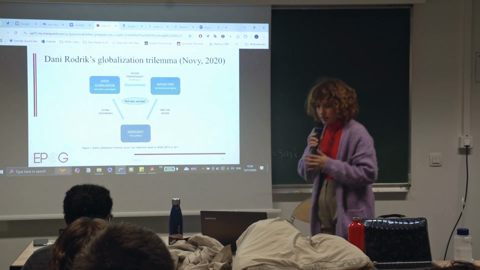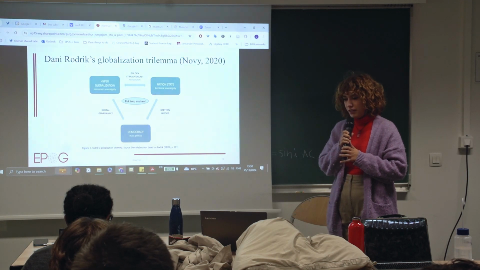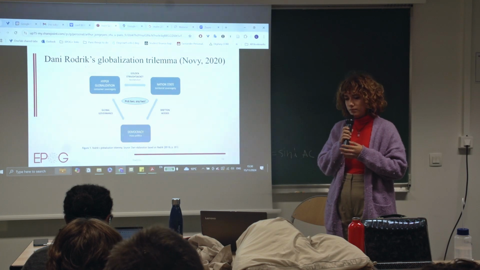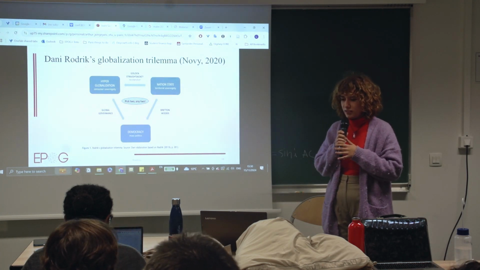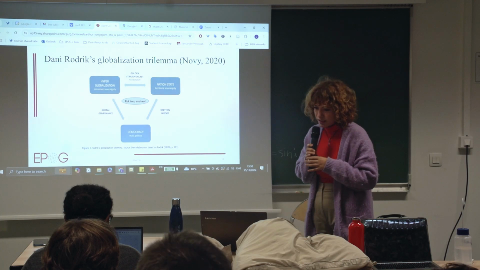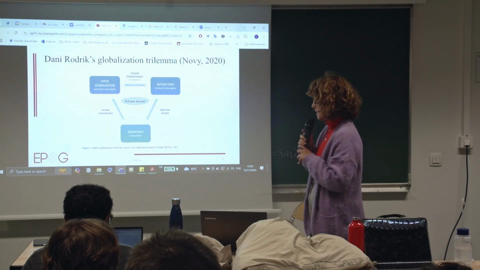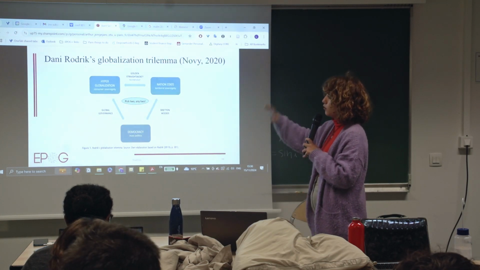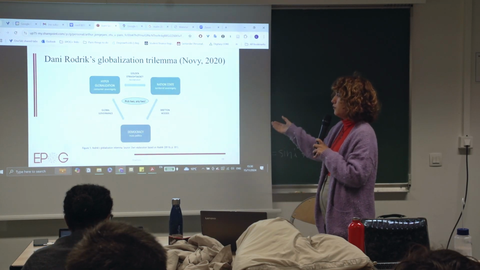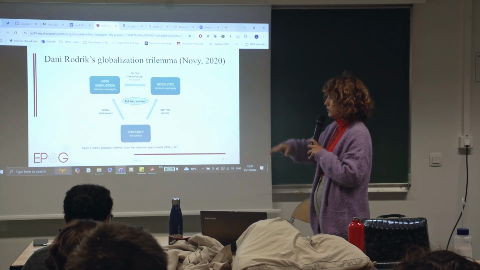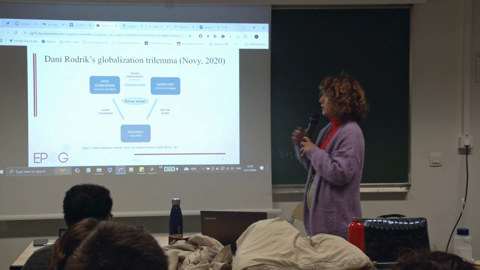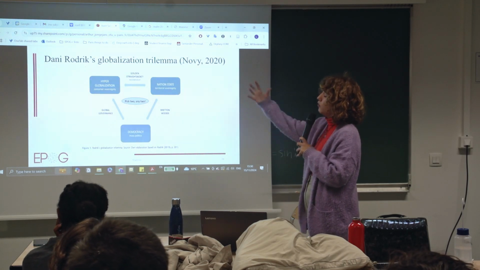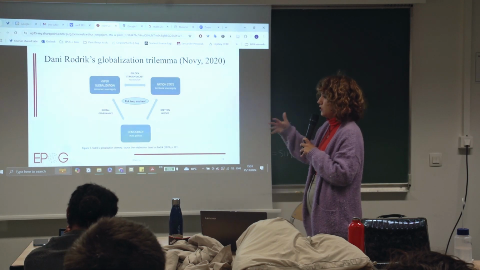And the second notion, by Novy 2020, is a bit more theoretical and structuralist in a way. We see the trilemma by Dani Rodrik. Here we see that according to the author, we need to eliminate one of them in order to have the other two coexisting. And here we have hyperglobalization, nation state, and democracy. And for example, the author gave a lot of historical examples.